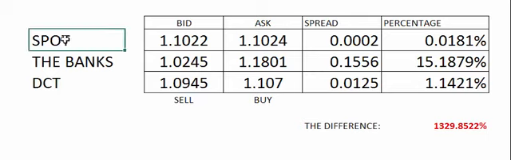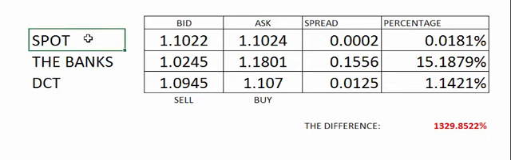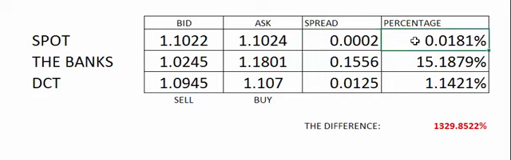First, you can see here we have highlighted spot, the banks, and discount currency transfers. The spot price is the wholesale interbank market. And just like in the stock market, you have a bid and you have an ask. So in this example, the bid is 110.22 and the ask is 110.24. So that's a 2 pip spread. The spread as a percentage is 0.0181%. So that's very small. This is the spot market.